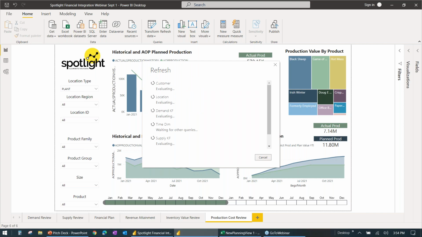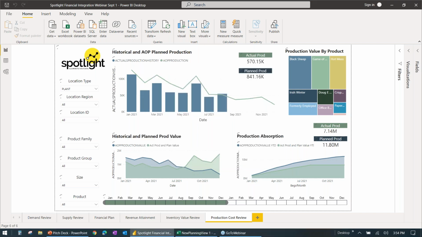What the system is doing now is refreshing all the customer, location, demand, and time dimensions, as well as supply key figures for everything within our system. Now, obviously, we're in a test system, but it's fairly robust. And now I'm downloading whatever information was integrated into IBP in the past probably 20 or 30 minutes. Okay, so I'm done, right?